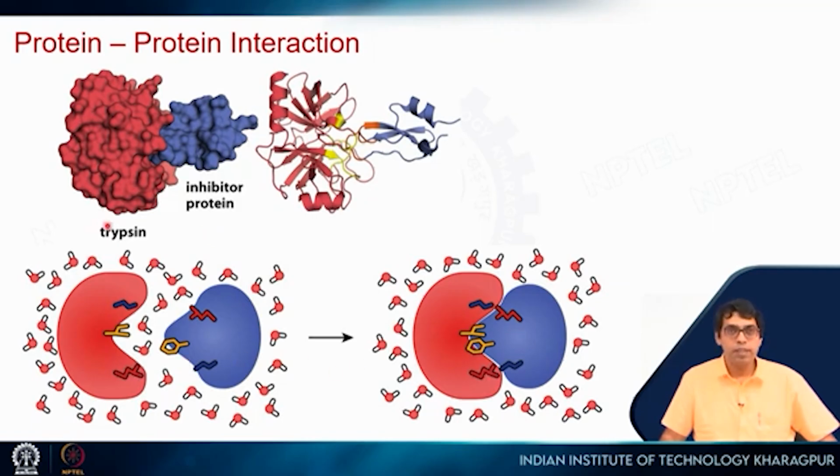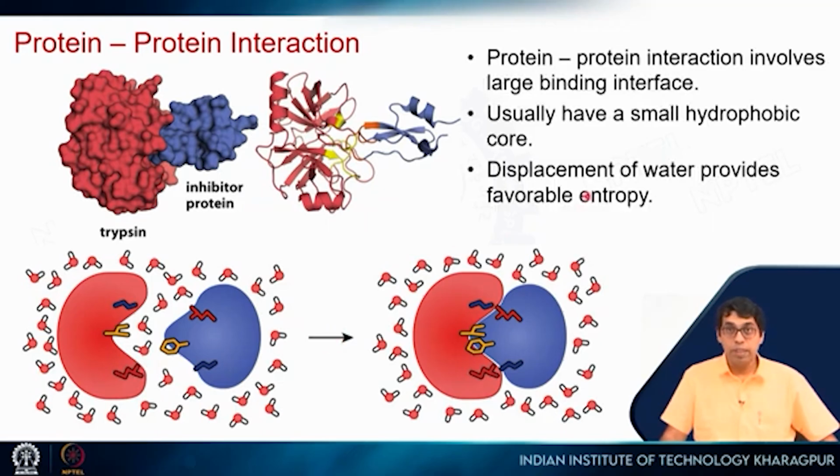In this case, we are seeing the interaction of trypsin and its inhibitor. So some of the salient features are written here. They involve a large binding interface. If you look at this bound state, this looks very similar to the interior of the protein, right? But this interface has a dual purpose. When the proteins are isolated, they will interact with water, and when they are bound, they will not interact with water. So they will look similar to the core of the protein.